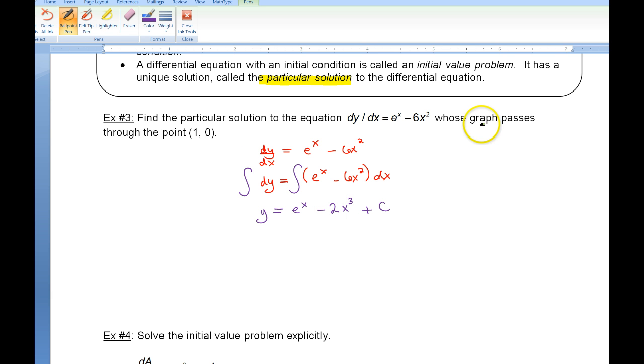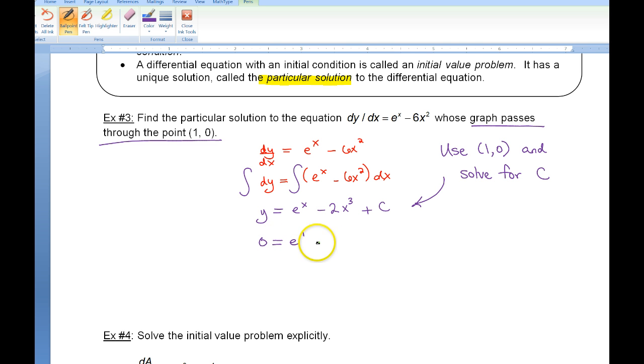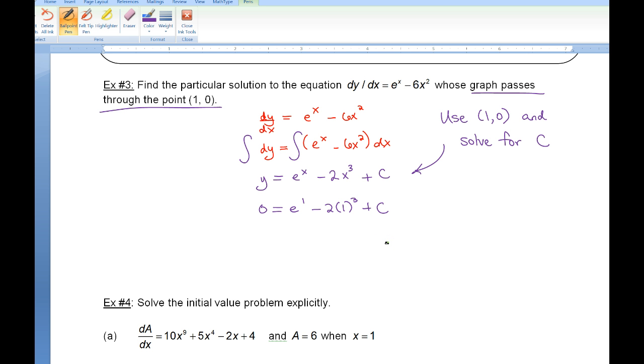Now, the graph passes through the point (1, 0). So we're going to use (1, 0) and solve for c. So I have 0 equals e to the first minus 2 times 1 to the third plus c. Okay, so c is some constant.